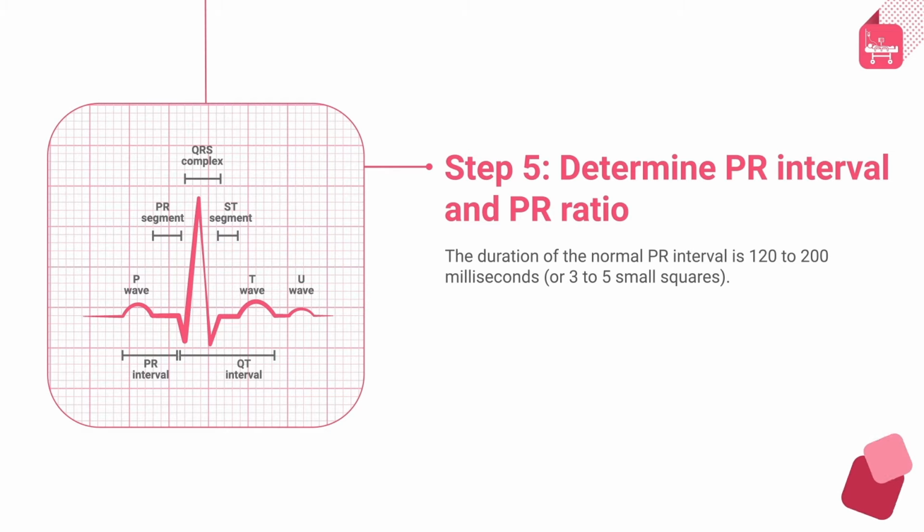A long PR interval can be observed in patients with atrial tachycardia and atypical AV nodal reentry tachycardia. The normal PR ratio is 1:1. If the PR ratio is 2:1, 3:1 or greater, it indicates that the patient has focal or macro reentrant atrial tachycardia with AV nodal block.